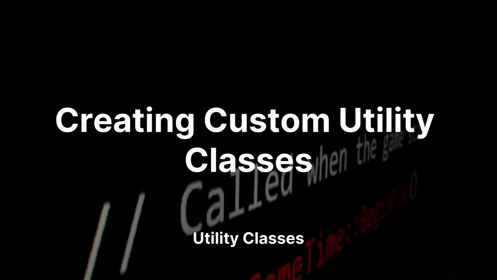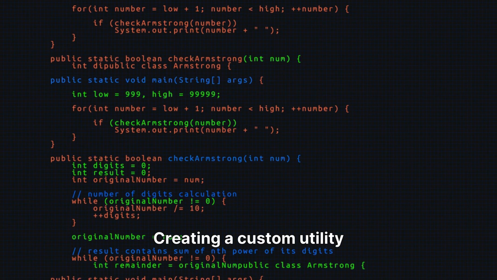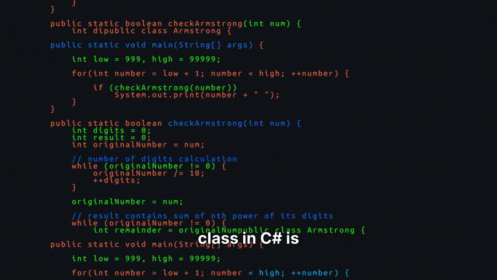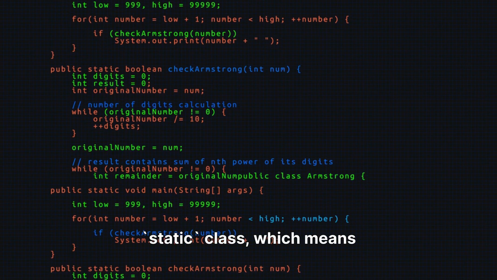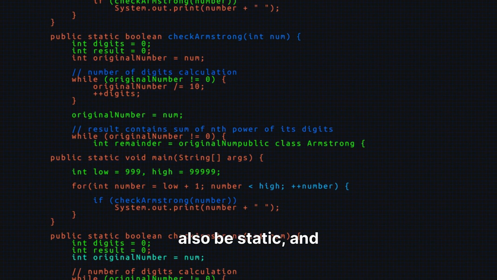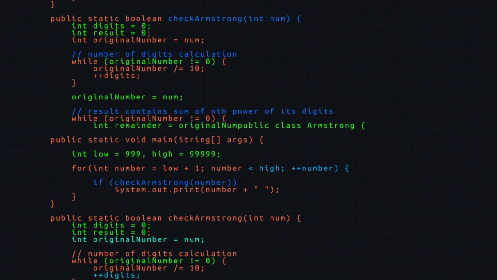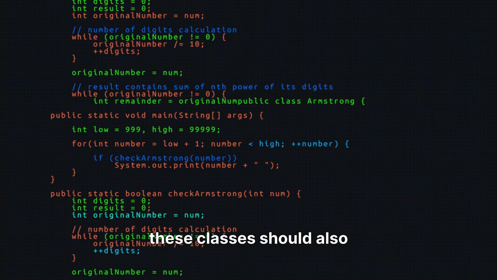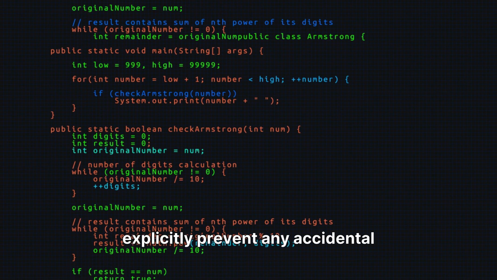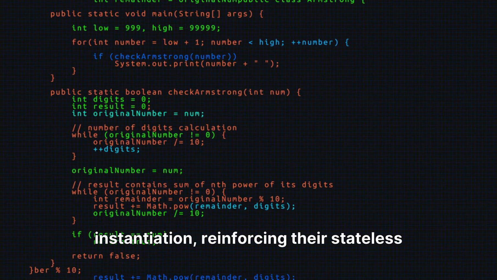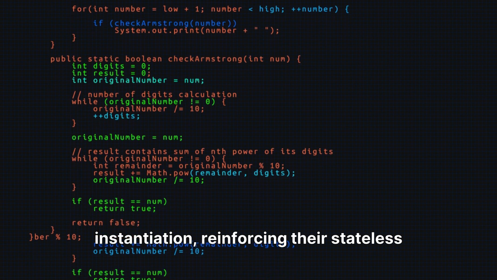Creating custom utility classes. Creating a custom utility class in C# is quite straightforward. You simply define a static class, which means all its members must also be static, and fill it with your static methods. As a best practice, these classes should also be sealed and have a private constructor to explicitly prevent any accidental instantiation, reinforcing their stateless nature.